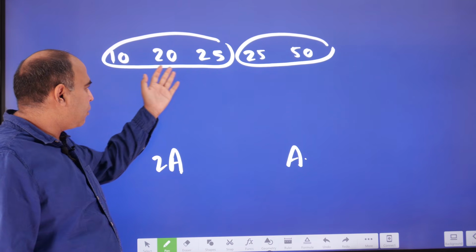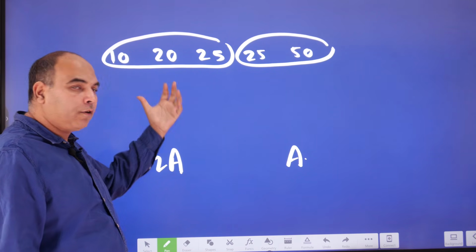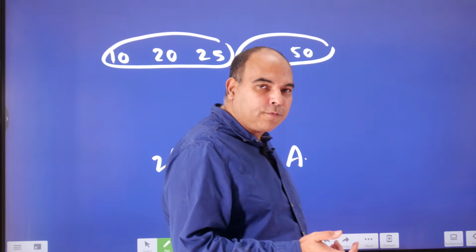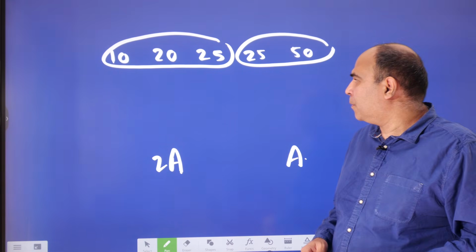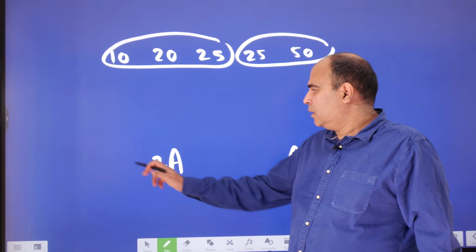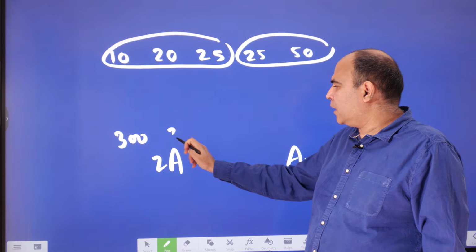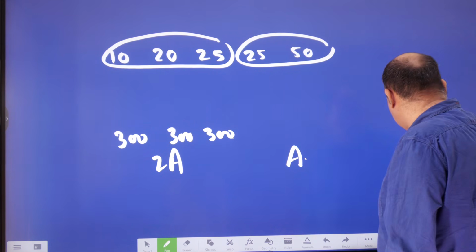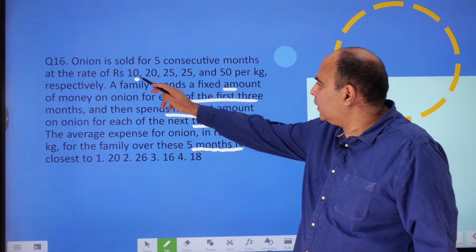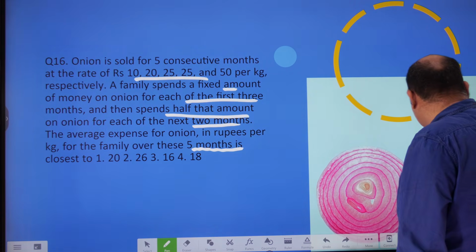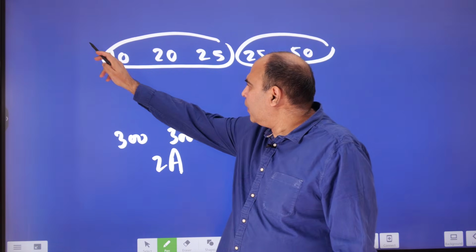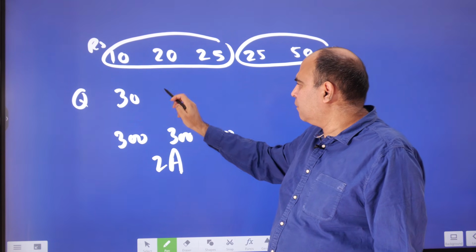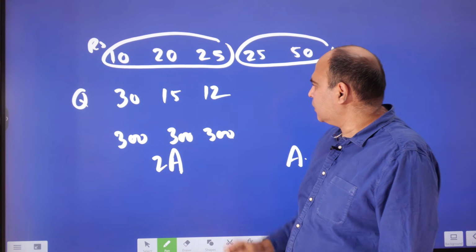in these first 3 months. So 10, 20 and 25, you should be able to see 300 as a number that each one of them multiplies. So if I take 300 each, that the spending was 300 each every month, and you're buying at these rates: 10 rupees, 20 rupees and 25 rupees. The quantity bought would be 30 kgs, 15 kgs and 12 kgs.